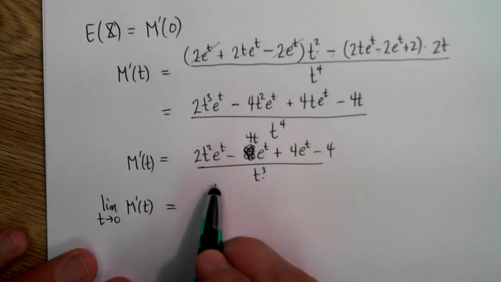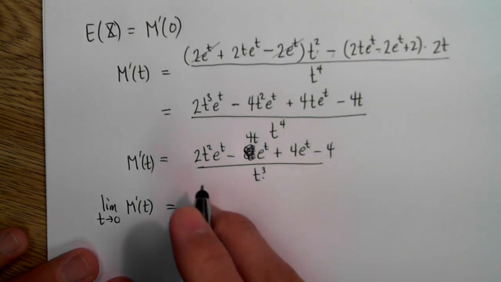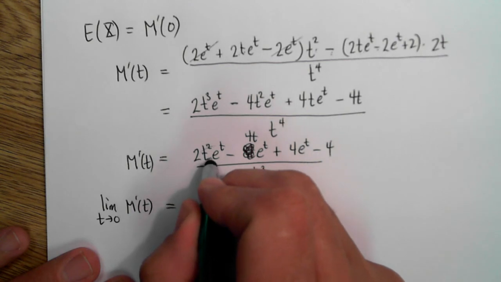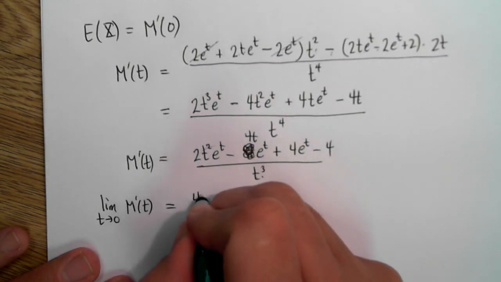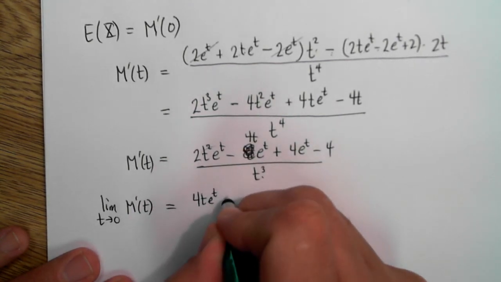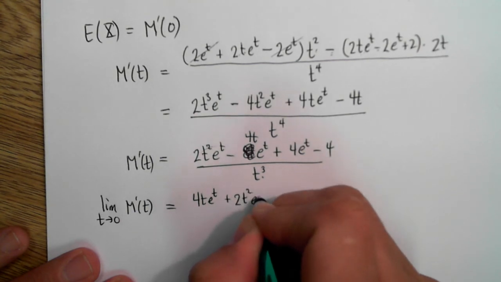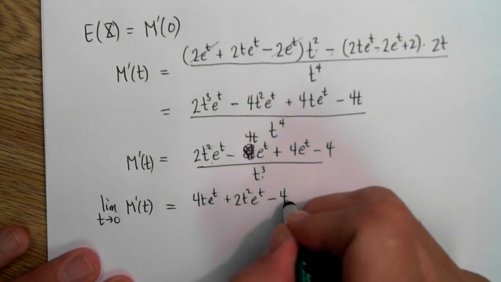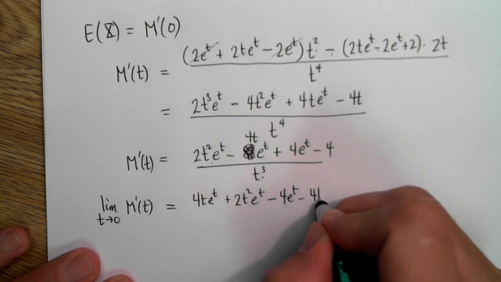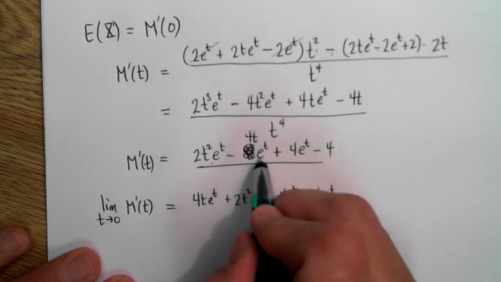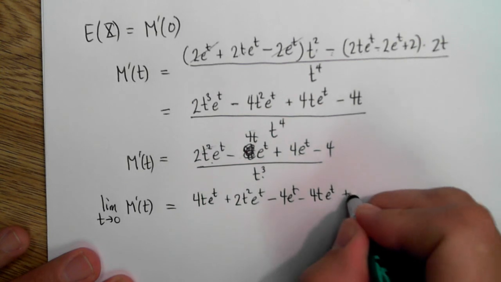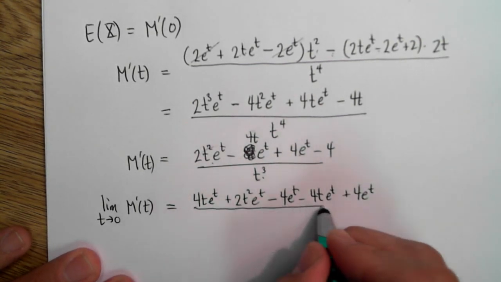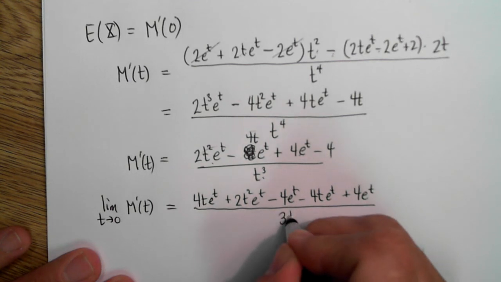So applying L'Hopital's rule, let's take the derivative of the top and divide by the derivative of the bottom. Derivative of the top is going to be 4t times e to the t plus 2t squared e to the t. That's the derivative of this first bit. Second bit, minus 4 e to the t minus 4t e to the t. That's the derivative of the second. This term is plus 4 e to the t when I take the derivative. And I divide by 3t squared.